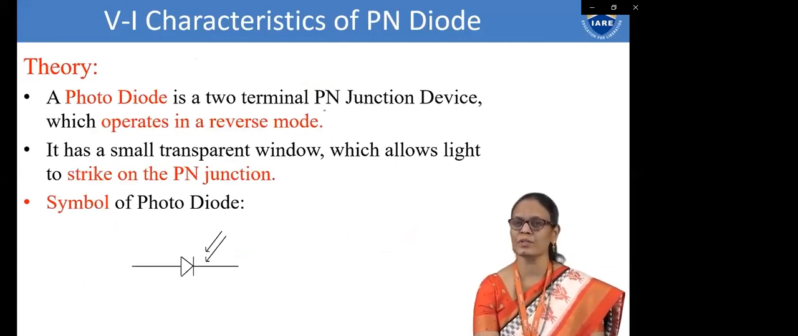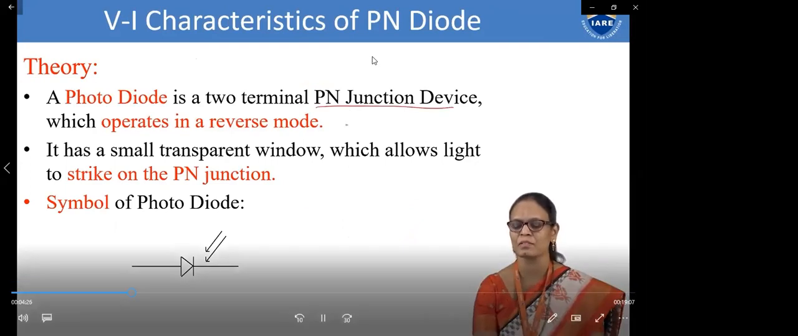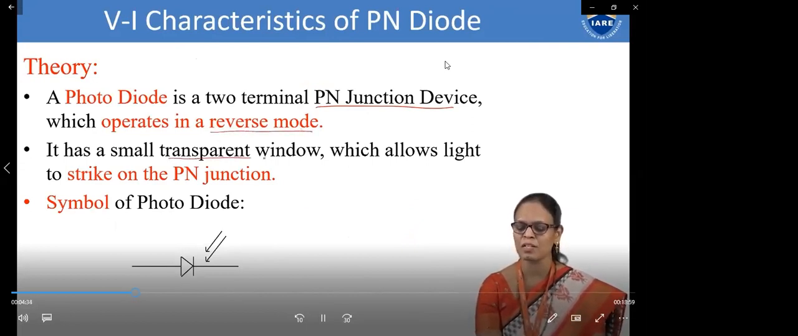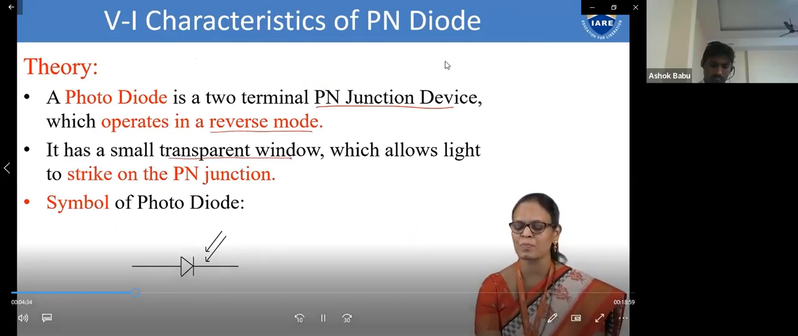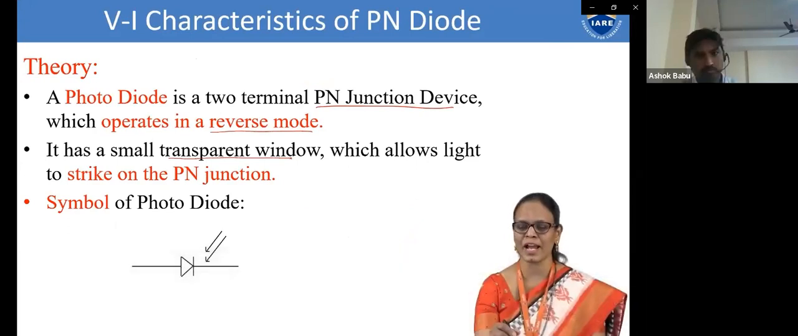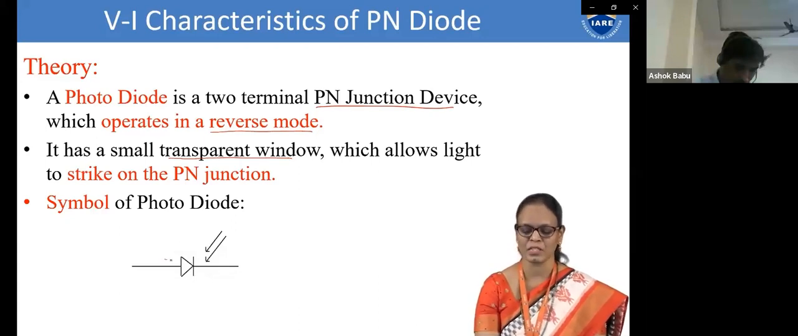Now what is the theory behind it? A photodiode is a 2-terminal PN junction device. A photodiode is nothing but a PN junction device which operates in the reverse mode. Light falls on the diode near the junction, and this is the symbol as we have discussed. So light falls onto the junction of the diode. This is the positive, this is the negative. At the junction the light falls, and the reverse bias current is produced by the thermally generated electron hole pairs.